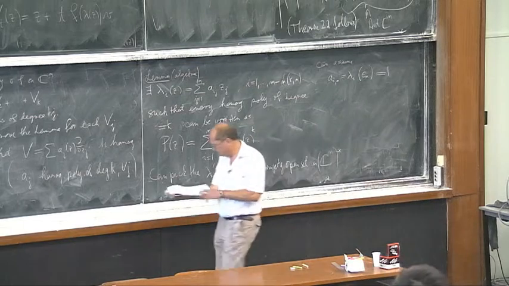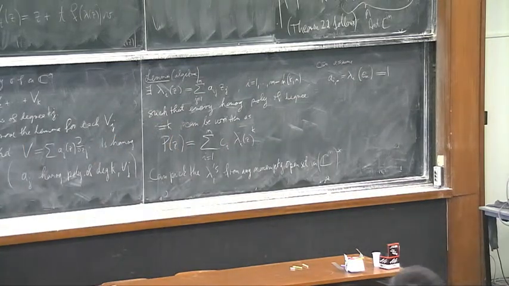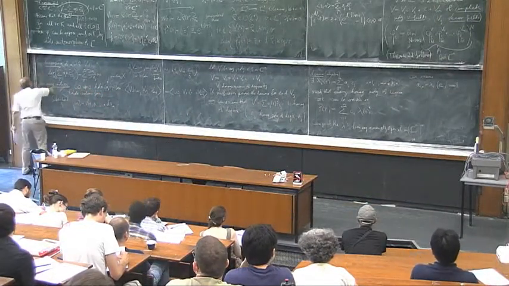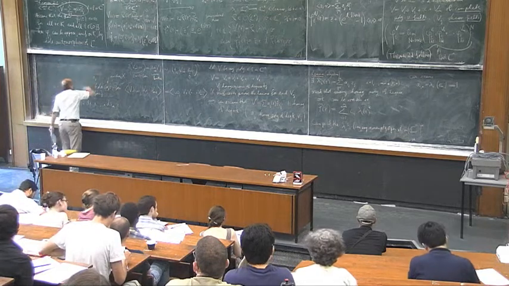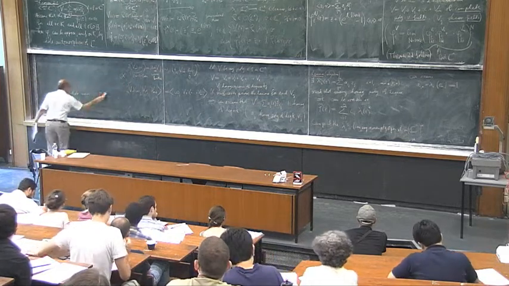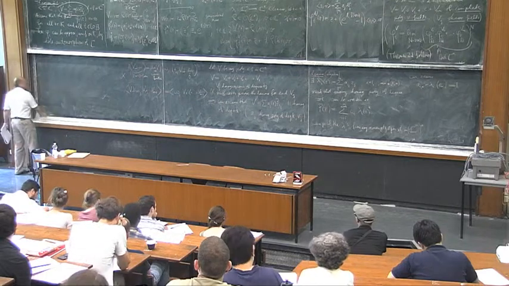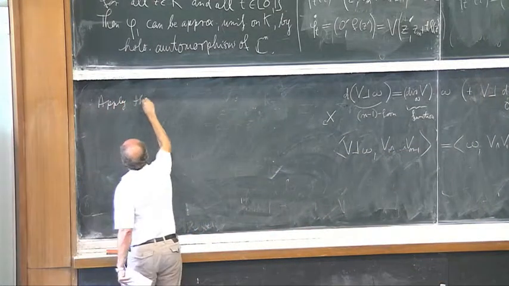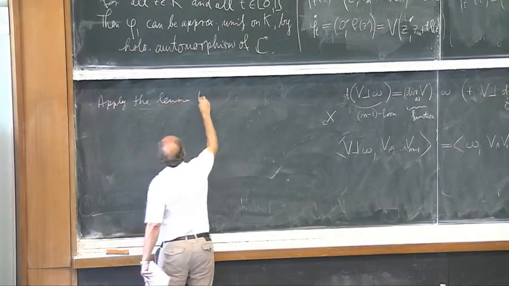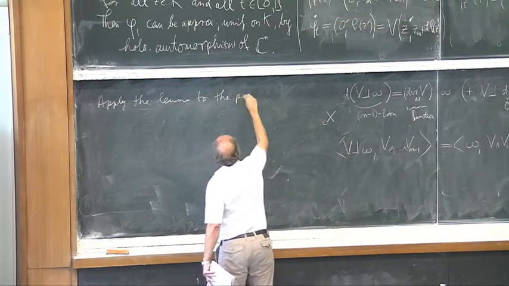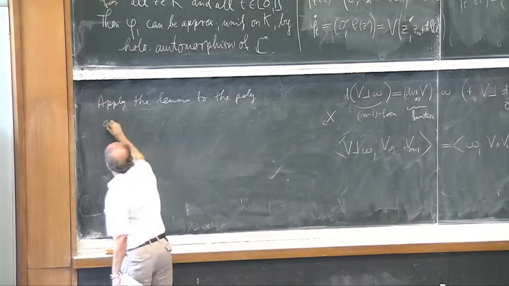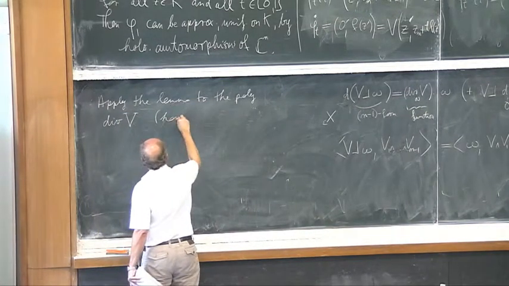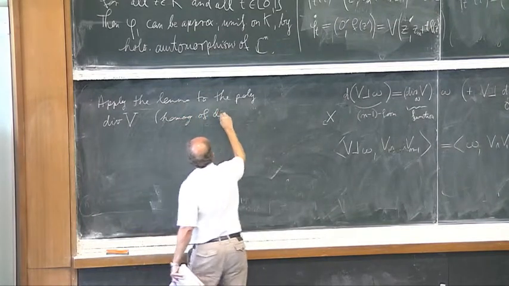So let's assume this lemma. And now I'll just proceed as follows. I will now apply this lemma first for the divergence of my field. So I apply the lemma with k minus 1 instead of k, to the polynomial divergence of v, which is homogeneous of degree k minus 1.